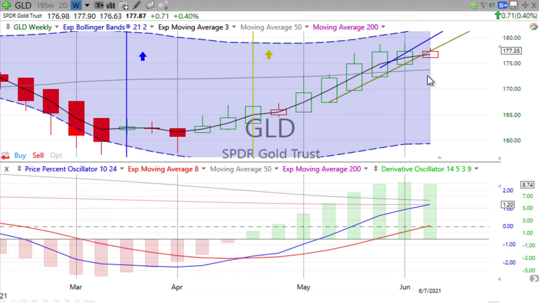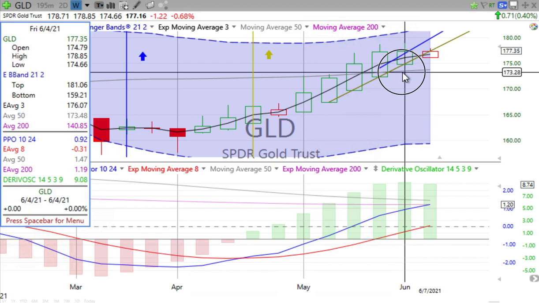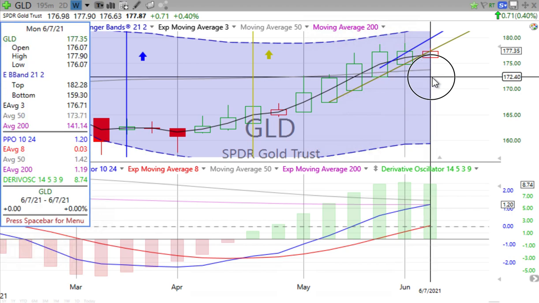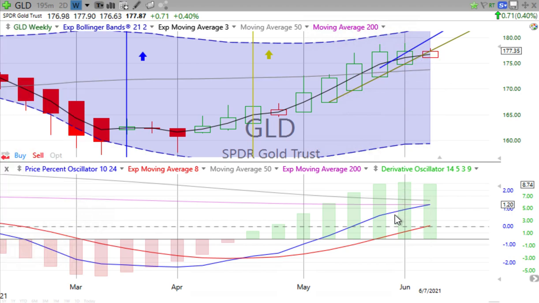Nonetheless, gold was up for the day 0.40%, but it's not hitting the high that it hit this last week yet. 178.85 last week, so far 177.90. You can also see the price percent oscillator is moving up. It had a stronger angle 2 weeks ago, but it's still moving up. Derivative oscillator, likewise, because of this slowdown, has lost a little bit of momentum.